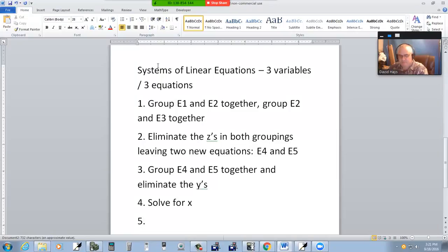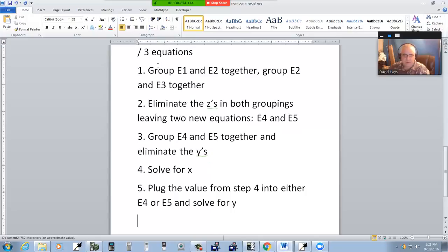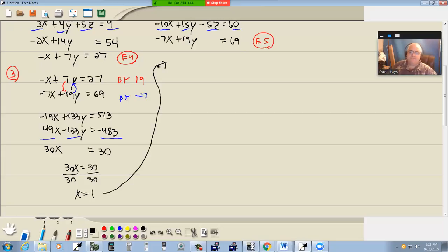Step 2. Plug the value from step 4 into either E4 or E5 and solve for y. Doesn't matter which one you solve for. I'm going to pick E4. So I got negative x plus 7y is equal to 27.